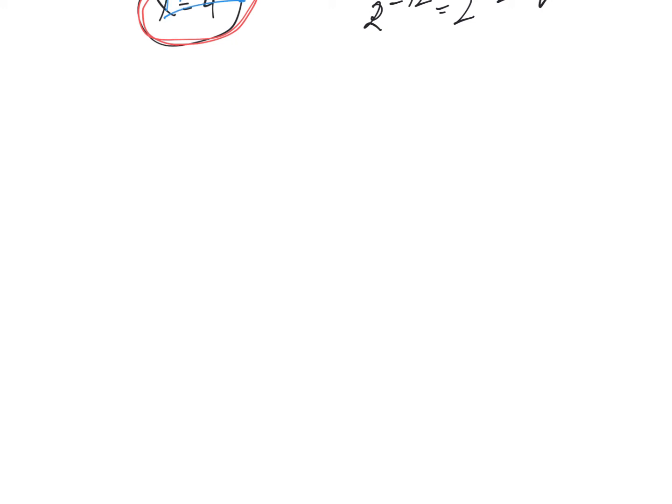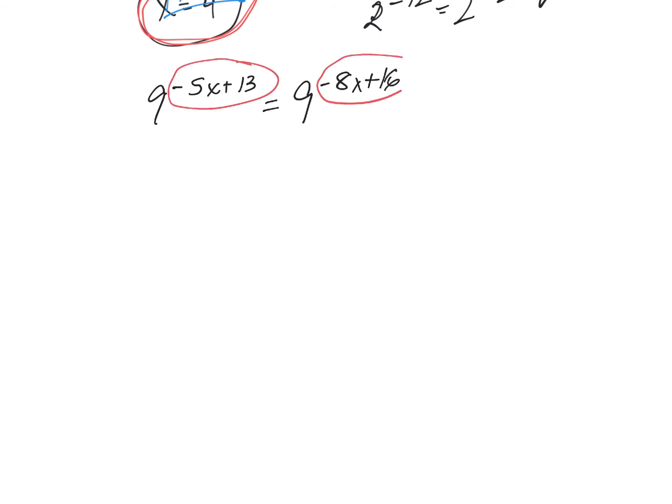Let's say we have 9 to the power of negative 5x plus 13 equals 9 to the power of negative x plus 16. Okay, I'm going to set just my exponents equal to each other because my bases are exactly the same. So we're going to say negative 5x plus 13 equals negative x plus 16. That's a 6 there. Sorry, it looks a little wonky.